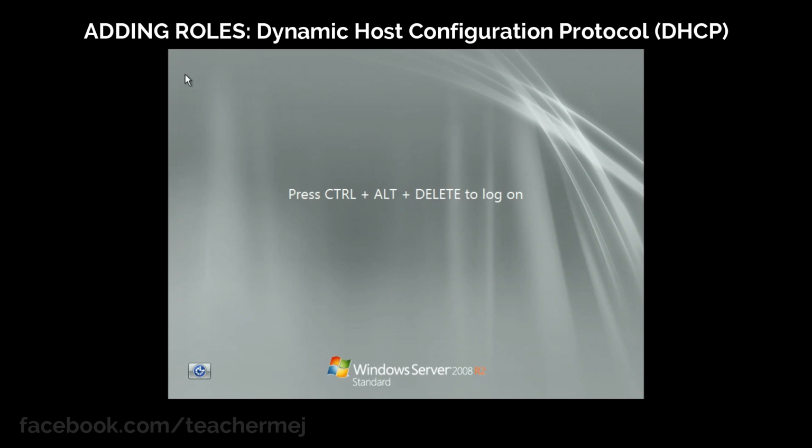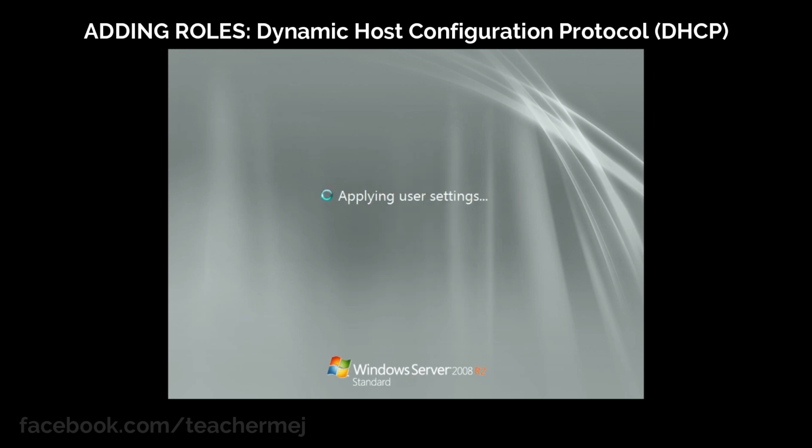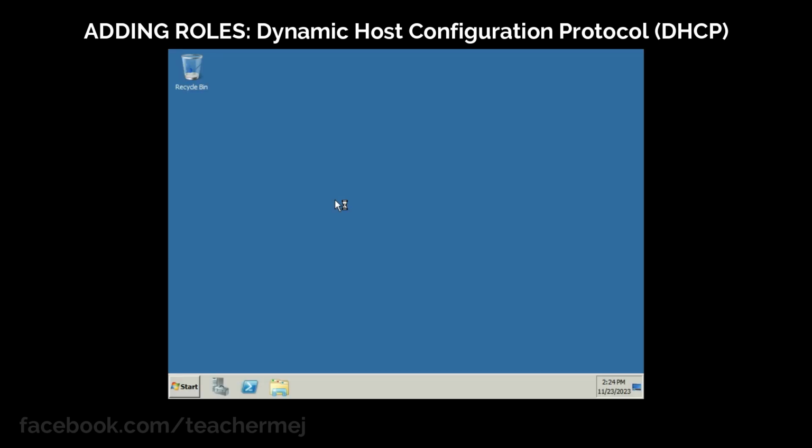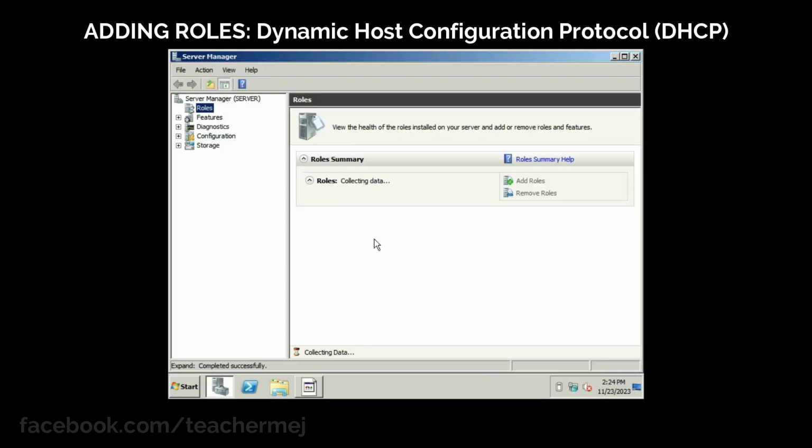To start, log in into your domain server. When you have already installed your server, you can now configure it by adding roles, provided that you have already added the ADDS or Active Directory Domain Services and DNS server roles. You can now add the DHCP role.